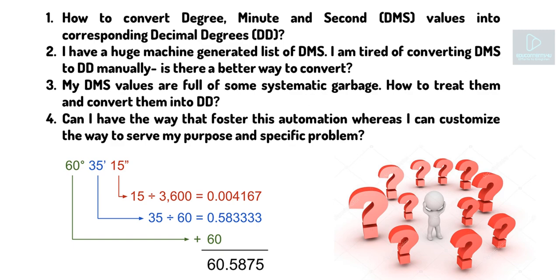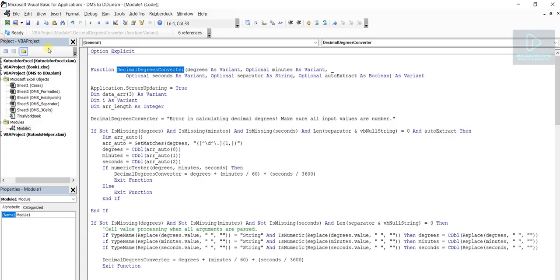Folks, in this tutorial we are going to convert degree, minute and second values into decimal degrees using a VBA function. Let's see the function. This is our function, DecimalDegreesConverter.